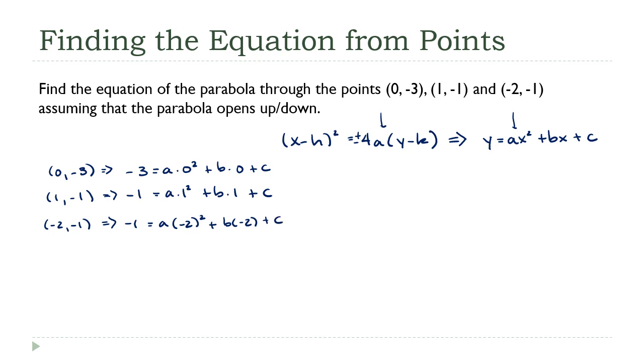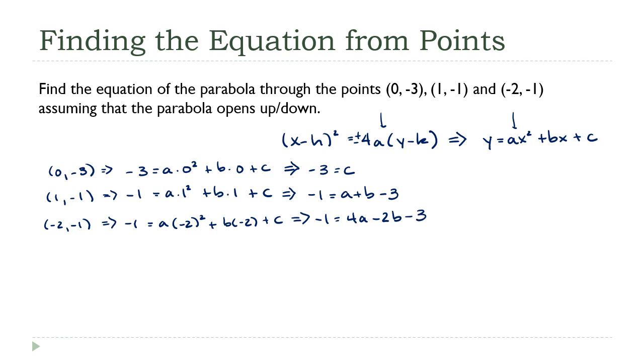All right, so let's take these and simplify, clean up all that arithmetic. This one is nice. It gives me -3 = c. It's like one of my 3 parameters almost for free, just from having a point that happened to be on the y-axis. Now, if I simplify this next equation, I get -1 = a + b + c, and I'm going to go ahead and put that -3 in there. And if I simplify this third one, I get -1 = 4a - 2b - 3.